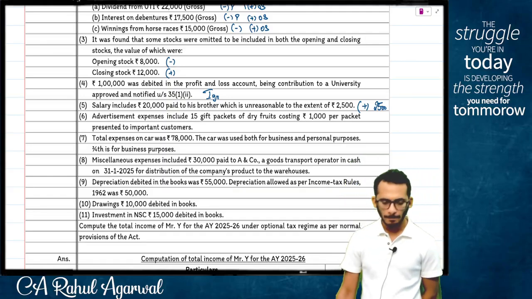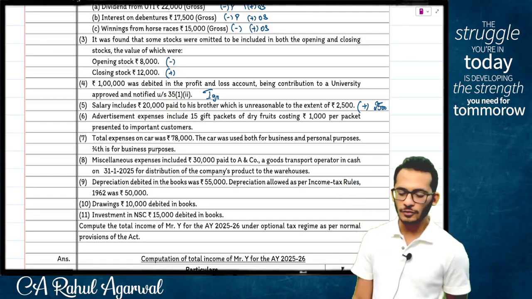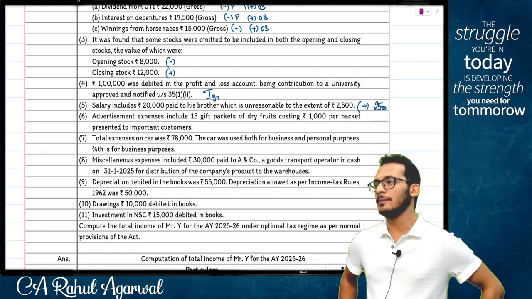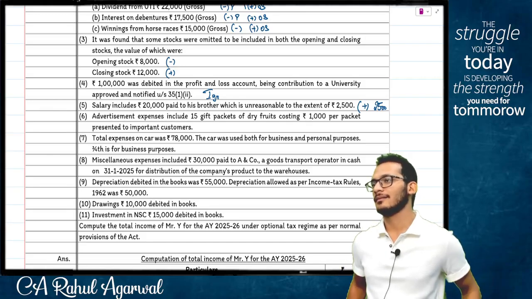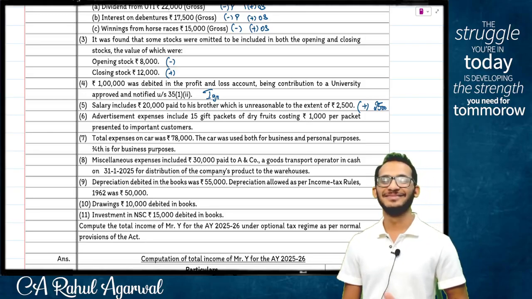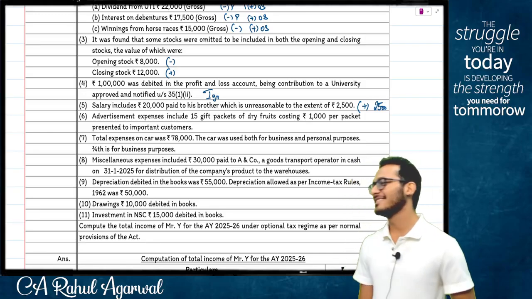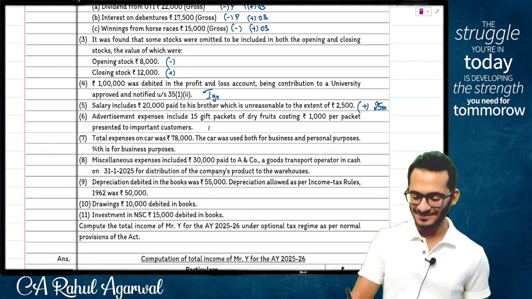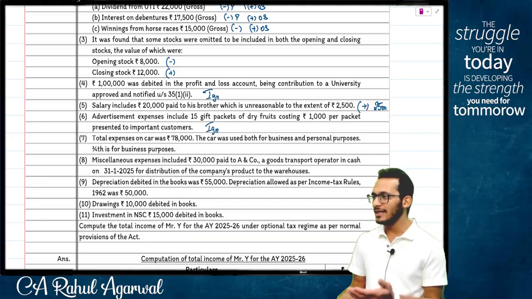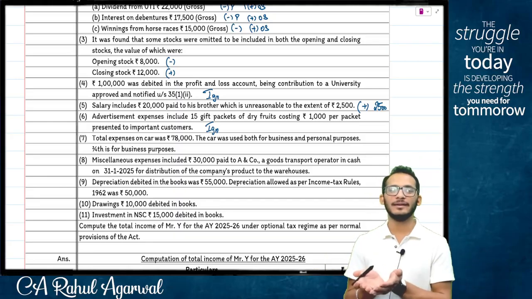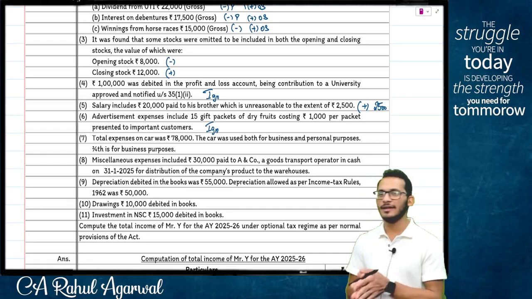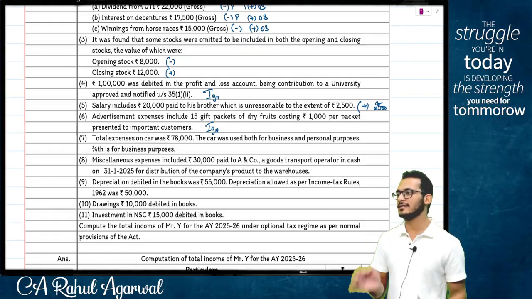Section 40A(2). Next. Advertisement expenses include 15 gift packets of dry fruits costing 1,000 rupees per packet, which are presented to important customers. This is ignore. People, basically, I've gone to my customers and said Happy Diwali, given them some gift. This is for my business, therefore allowed. You would have done it in foundation called as advertisement expenses.